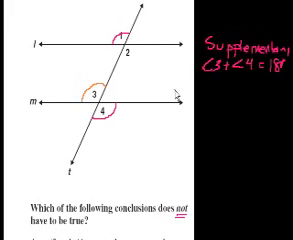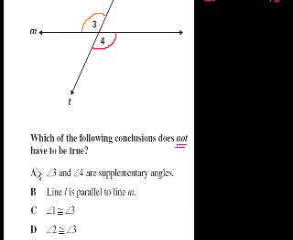All they tell us is that angle 4 and angle 1 are the same, at least when you measure the angles. So I would already go with choice A. That does not have to be true. That will only be true if both of those angles are 90 degrees. Let's see. Line L is parallel to line M.